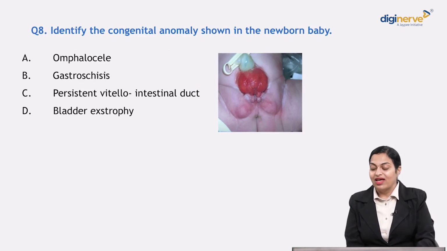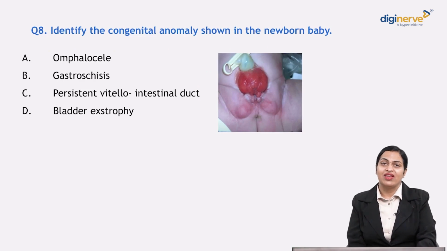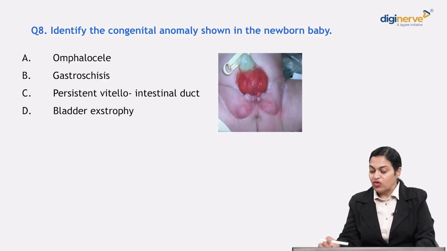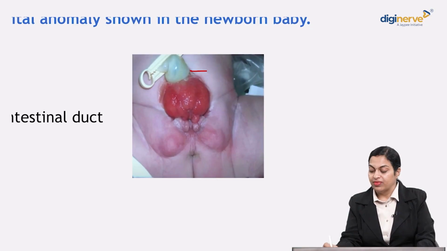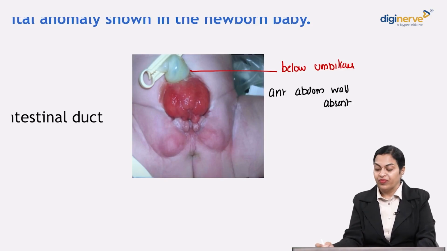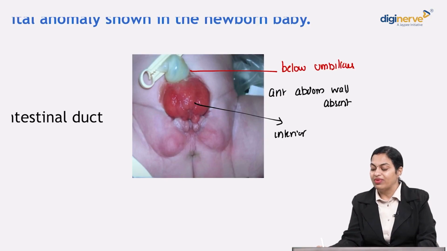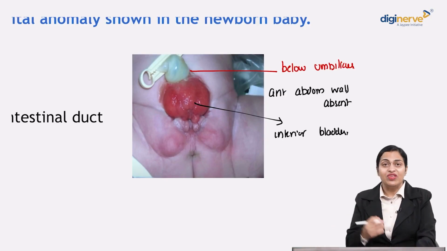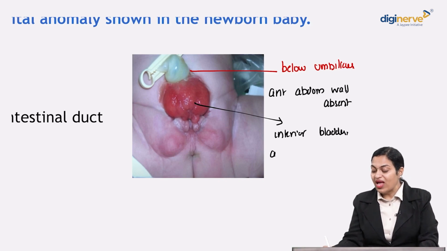Identify the congenital anomaly shown in the newborn baby. This is again a frequent repeat question. What you see here, below the umbilicus, is that the anterior abdominal wall is absent. It is not formed. And what you see here is actually the interior of the bladder. How do you get to see the interior of the bladder? Because the anterior bladder wall is also not formed.